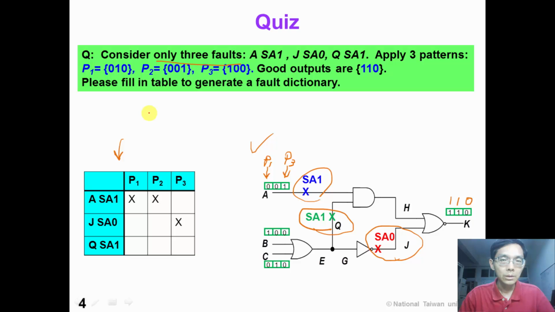Welcome back. Have you got it correctly? For A stuck-at 1 fault, the simulation failures can be observed in pattern 1 and pattern 2. For J stuck-at 0, the simulation failure can be observed in pattern 3, and there is no simulation failure for Q stuck-at 1.